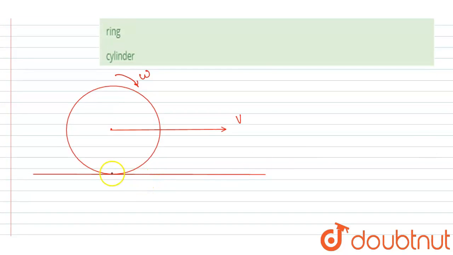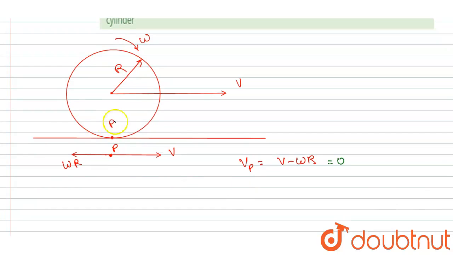So since it is rolling, this point of contact P will have net velocity 0. So if you see this V, and because of the rotation it will be having omega r, where r is the radius of it. So the net velocity, I will write this Vp is equal to V minus omega r. Right? We want it to be 0 because it is rolling on a fixed surface and the surface is not moving, and the point of contact will have the same velocity as that of the surface, and the surface is having 0 velocity, right? So from here I will write V is equal to omega r.